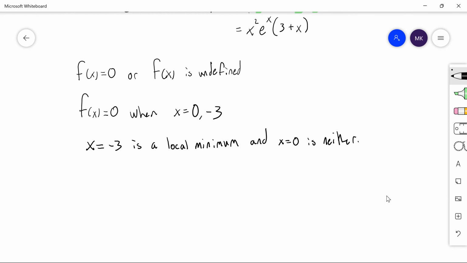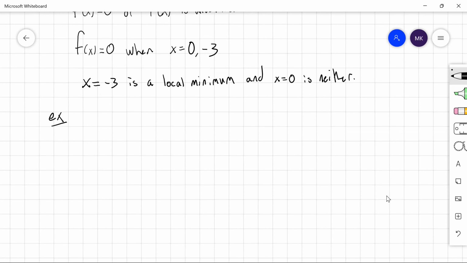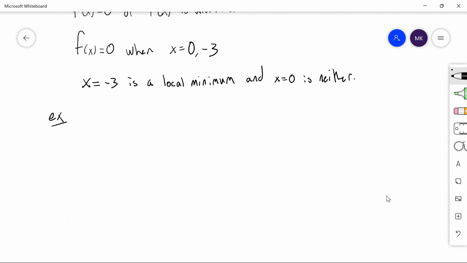So we're going to do one last problem together. We're going to do the same thing. Erase this. Now let f of x be the cube root of x squared minus x. So we need to find f prime of x.